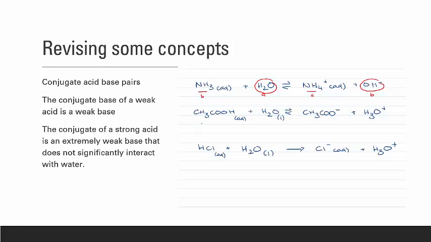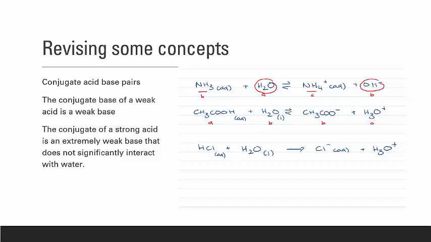We've got another example over here. This is acetic acid. It also reacts with water to form the acetate ion and the hydronium ion. So in this case, this is the acid. We lose H+ to form its conjugate base. And this is a base in this case, and it picks up a H+ ion to form the conjugate acid on the other side.